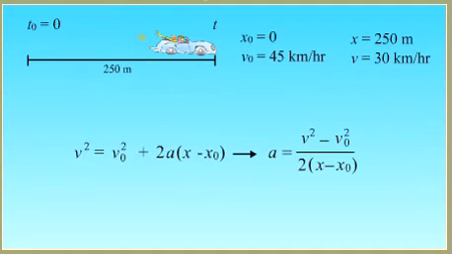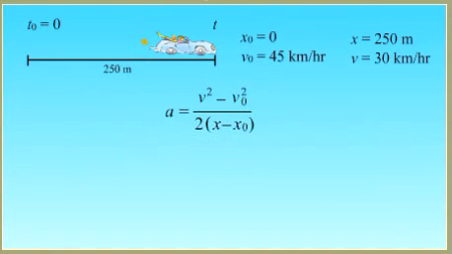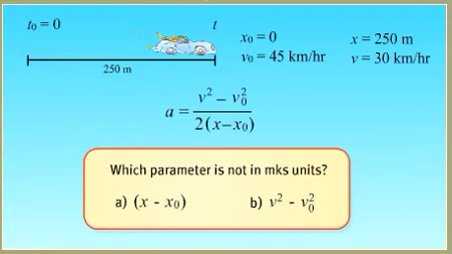Once you have an expression for acceleration, you can plug in the numbers. But everything should be in MKS units. Which of the given parameters are not in MKS units?